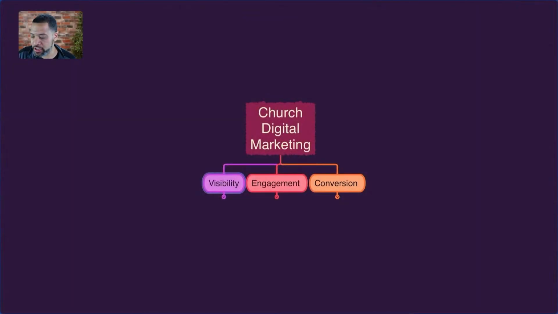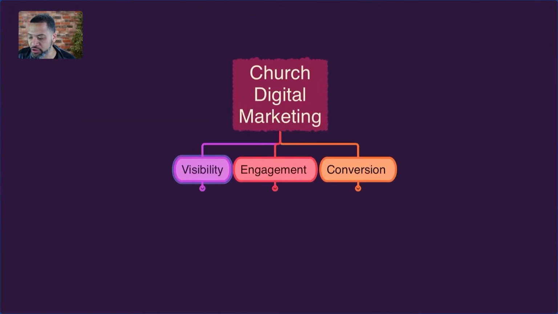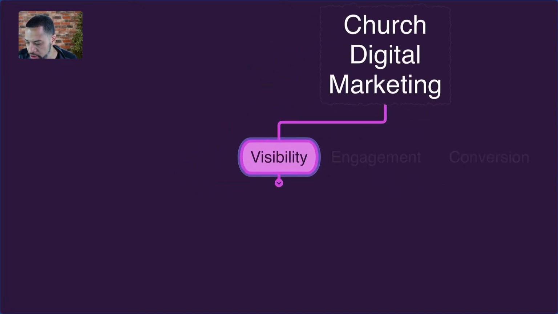So, with that being said, I want to get started and deep dive into the high level overview of what I like to call my church digital marketing strategy. It really comes down to three pillars, three steps. One, increase your visibility. Two, increase your engagement. And three, increase your conversions. So the question may be, well, how exactly do we do that? Let's focus on visibility for right now.